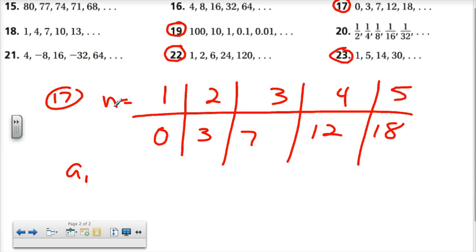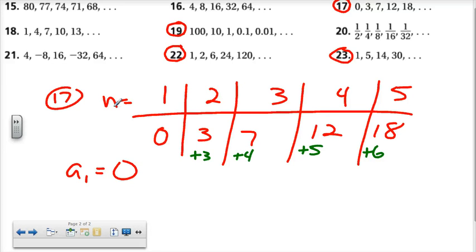And with recursive, you always have to tell them a place to start. So we're going to tell them the first term is 0. And then we notice, well, they added 3, from 0 plus 3 to get 3. Then they added 4 to get the 7. And then they added 5 to get the 12. And then they added 6 to get the 18. And that's not a coincidence.